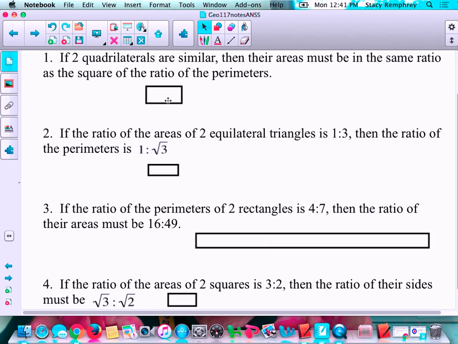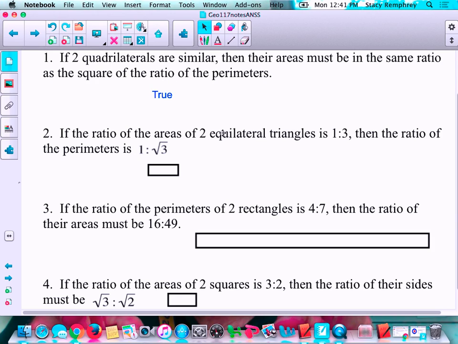All right, in the first one, if two quadrilaterals are similar, that's important, then their areas must be in the same ratio as the square of the ratio of the perimeters. So you would square the ratio of the perimeters. The ratio of perimeters is the same as your scale factor.